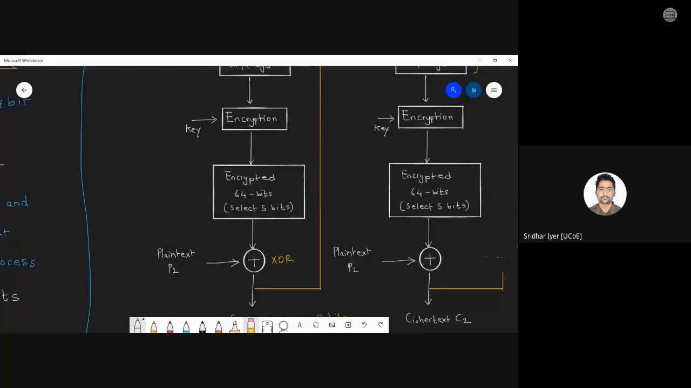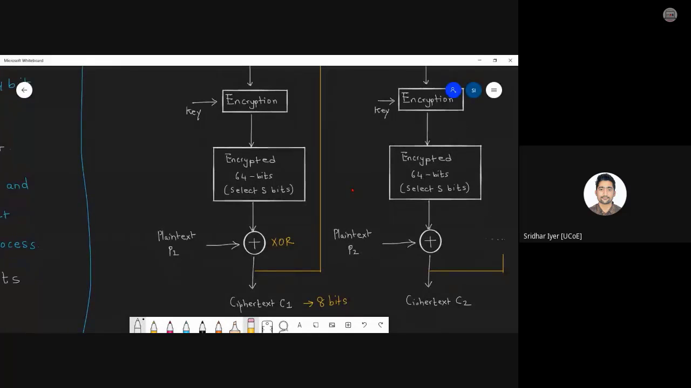Now what we are doing is, whatever is the output, that is whatever is this encrypted 64 bits, from that I have to select S bits. Now I told you a very clear-cut formula. You can select S bits. I'm assuming S to be 8. Why am I selecting 8? Because 64 can be divided by 8. Or in simple terms, we generally keep the sizes in powers of 2. So it could be 8, 32, 64, right? So I'm selecting the most common size, that is 8.